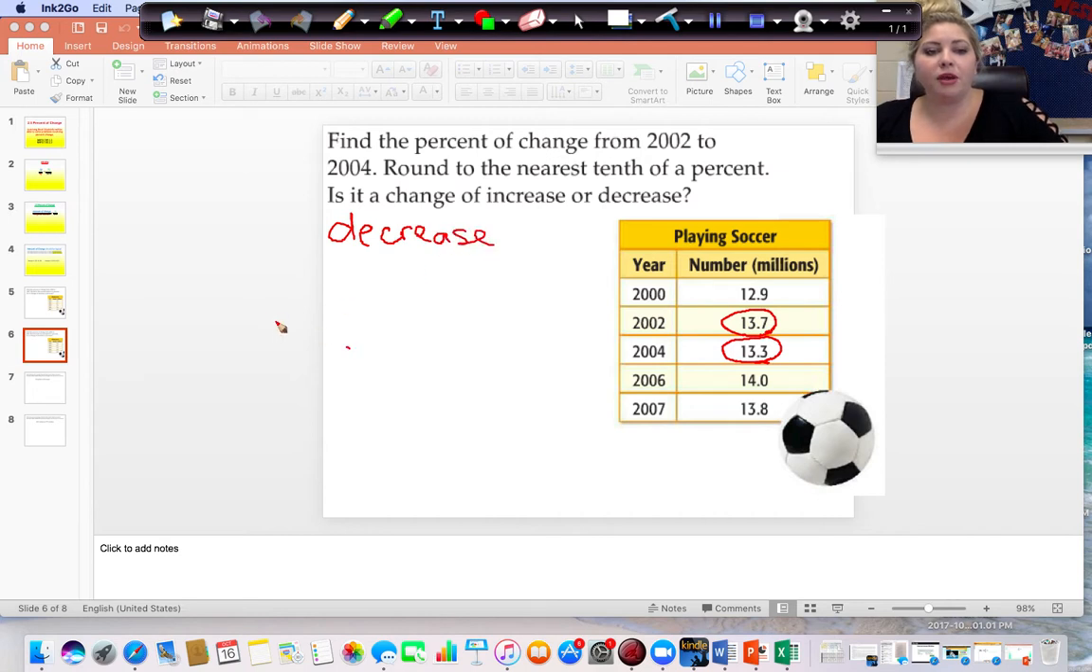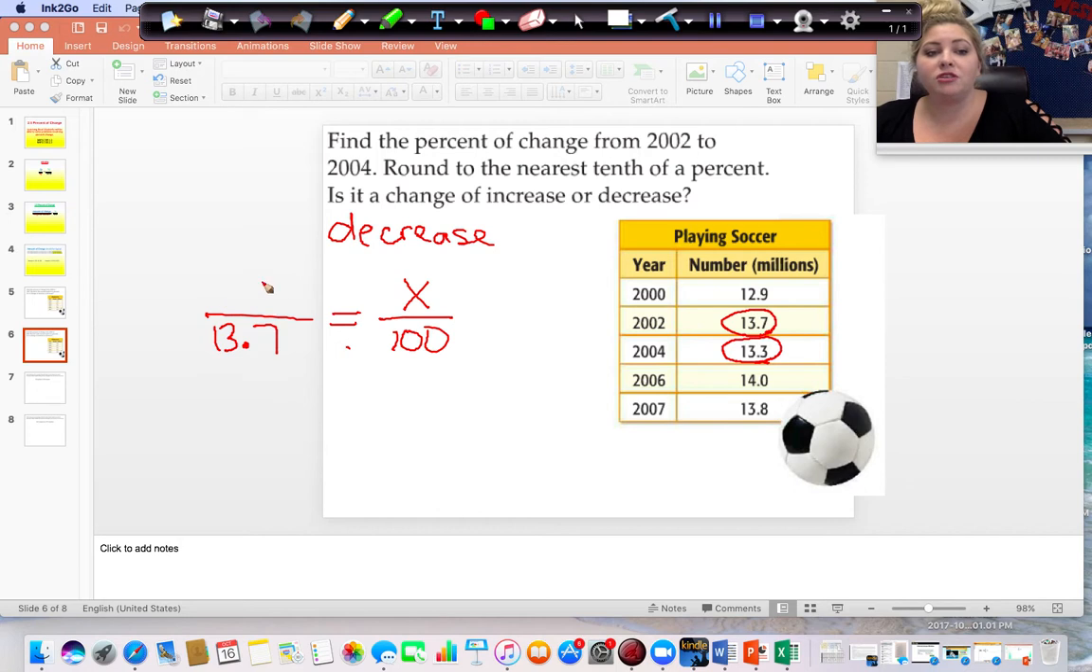And remember, we want the amount of change over the original amount, and that is equal to x over 100 because we are trying to find the percent of change. So we are trying to find the percent, so the x goes where the percent normally goes. Our original amount is 13.7, and that goes on the bottom because your original amount goes on the bottom.